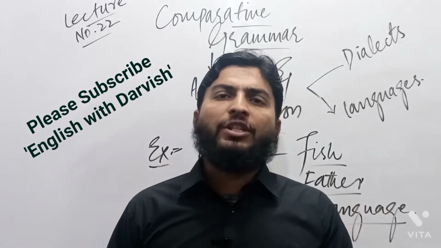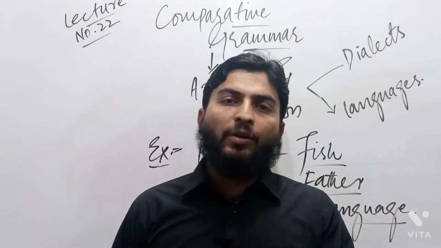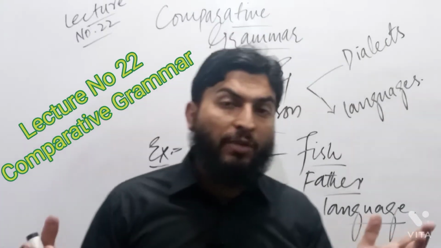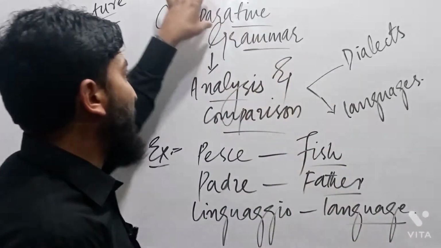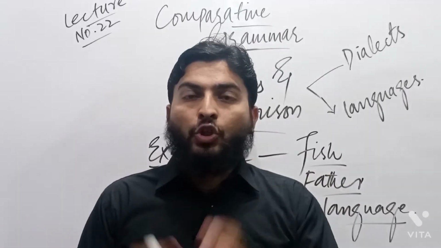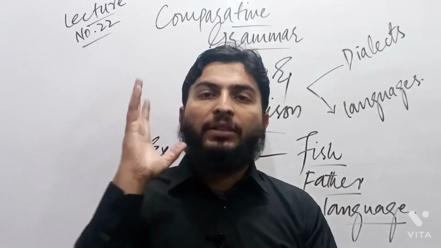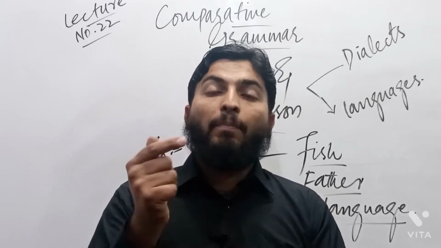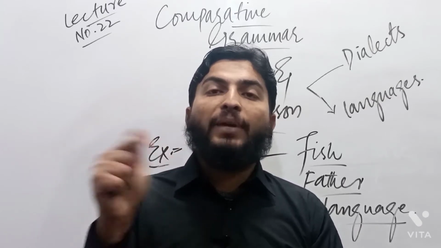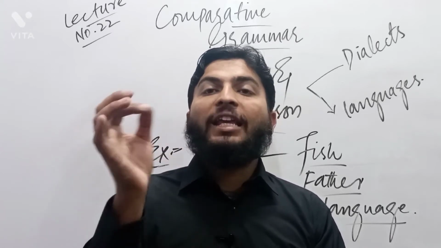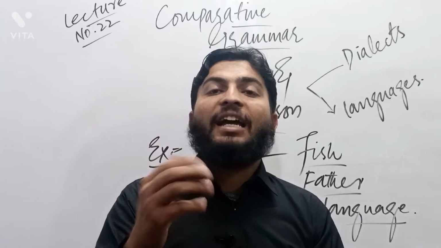Lecture number 22 is about the fifth type of grammar. What is that? This is comparative grammar. What is comparative grammar? From the word comparative, we understand there is comparison. So comparative grammar is the study of grammatical structures by analyzing and comparing different languages, or related languages or dialects.